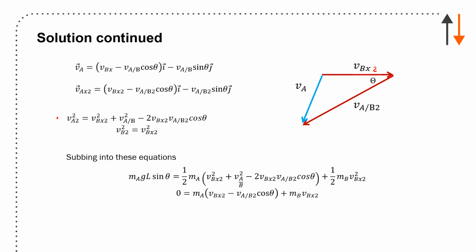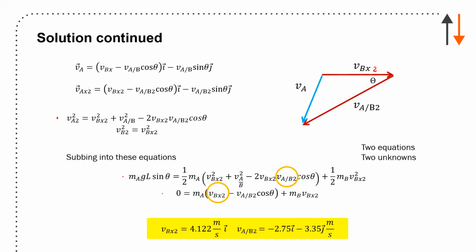Subbing into the equations, I have my potential energy and my momentum expressions here, and so all of this is all together. There you go. All my unknowns are those two right there: velocity of A with respect to B2, and velocity of B x2. I can substitute and solve for those terms. As I expected, VB2 is a positive value moving to the right, and VA2 is a negative value moving down and to the left.